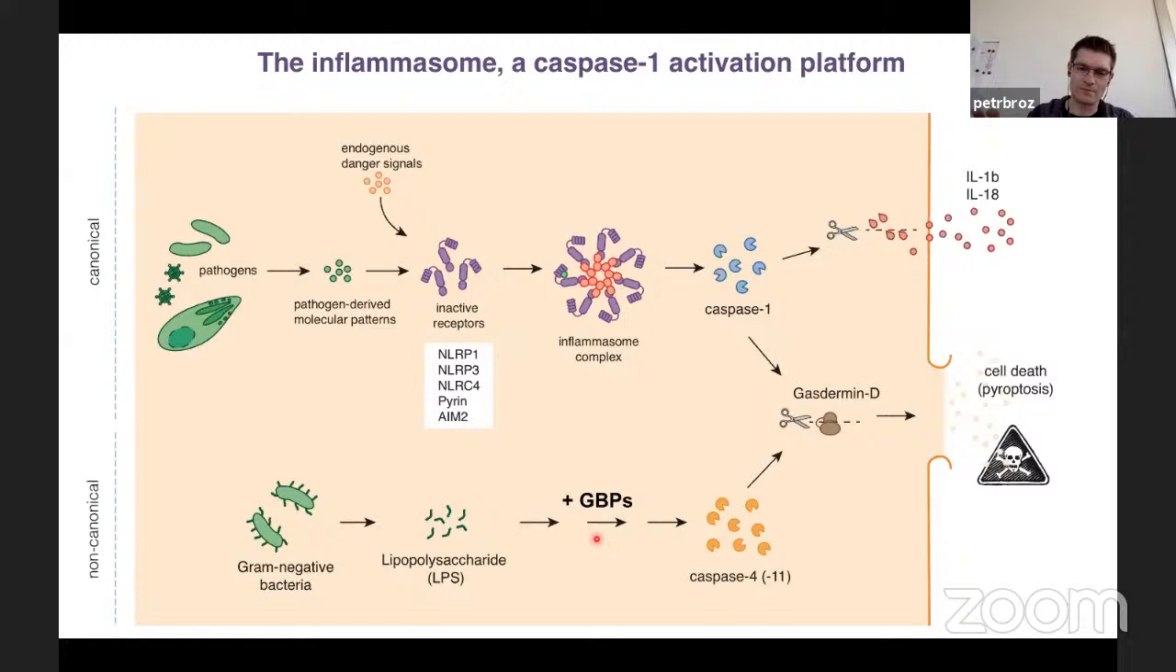GBP1 has the ability to interact with LPS because LPS is very strongly negatively charged. And this allows GBP1 to interact with the LPS and recruit the other GBPs to build a shell of GBPs around the bacteria. And this complex of GBPs has probably, and this is the current model, a membrane destabilizing activity that allows it to disrupt the outer membrane of the bacteria and allows the caspase eventually to gain access to the lipid A portion of LPS.